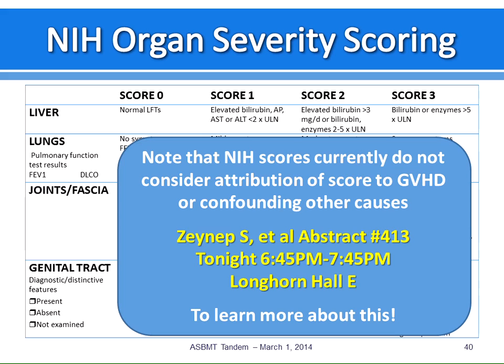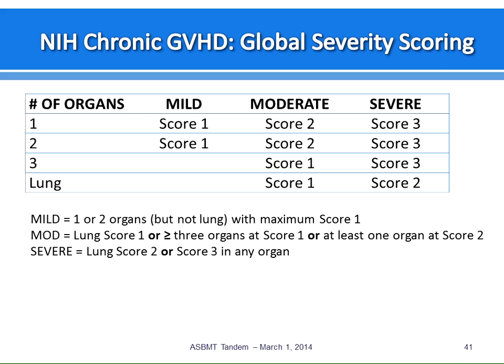In the big scheme of things, it doesn't really change how effective the tool is as a prognostic guide, but we may be able to refine it if we start capturing the attribution when we're scoring these patients. So, for example, you're going to score a 2 because the patient's got an FEV1 of 70, but you're going to say, I don't think it's due to GVHD, the patient's been a 10-year smoker, for example.